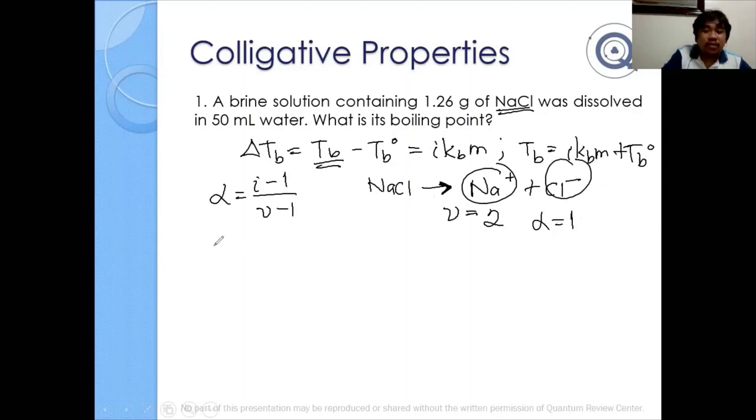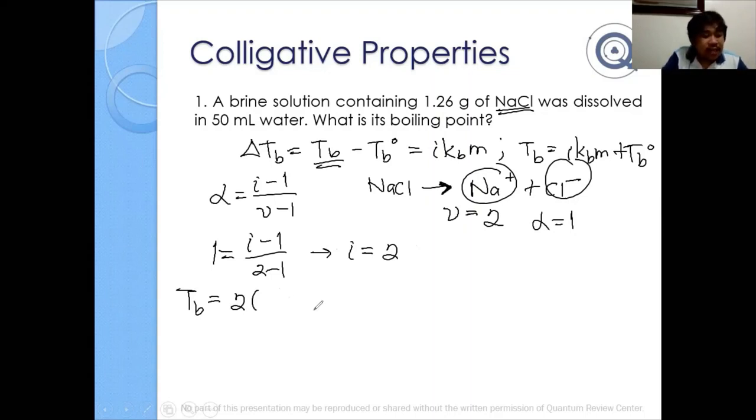So upon substituting, 1 is equal to i minus 1 over 2 minus 1. From here, your i will be equal to 2. Then let's solve for delta Tb. So delta Tb is equal to i Kb m. Our i is 2. Kb for water was not given, because for water you should know its Kb and Kf. So it is 0.512 degrees Celsius per molal. Then, molality.